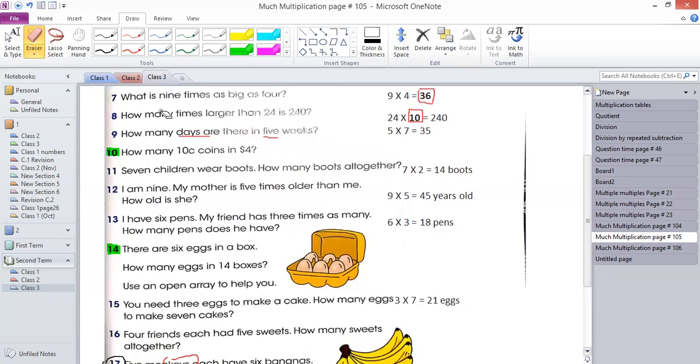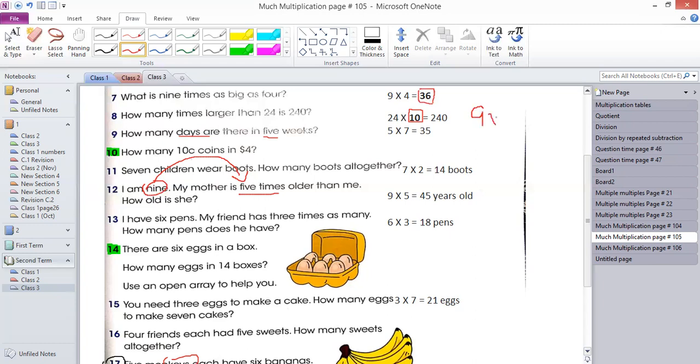The next question, number 12, was: I am 9. My mother is 5 times older than me. How old is she? This is also a very easy question, guys. My age is 9, and my mother is 5 times older than me. So if you find out what is 5 times 9, then you will get to know how old the mother is.